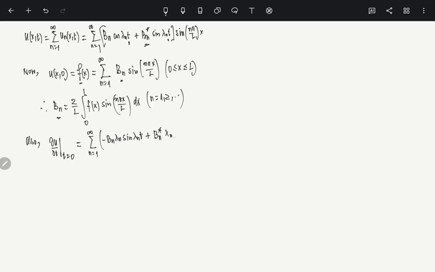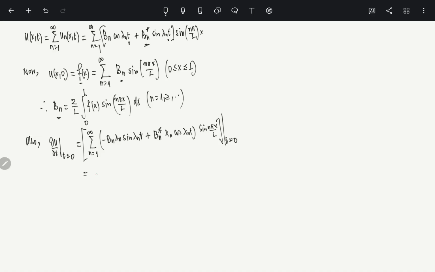So Bn star lambda n has something to do with uniform convergence. Lambda n of t and then sine of n pi x by L, evaluated at the point t equals 0. I hope this is clear. I will just take the derivative.